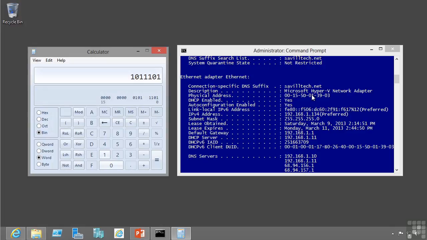And so when two machines that are both using TCP/IP wish to communicate, the first thing they actually have to do is work out, who am I actually talking to? What is the MAC address of that machine I wish to communicate with?